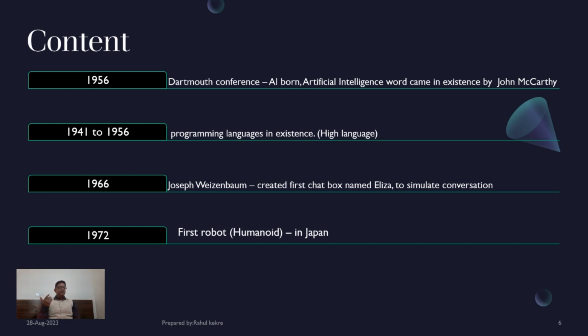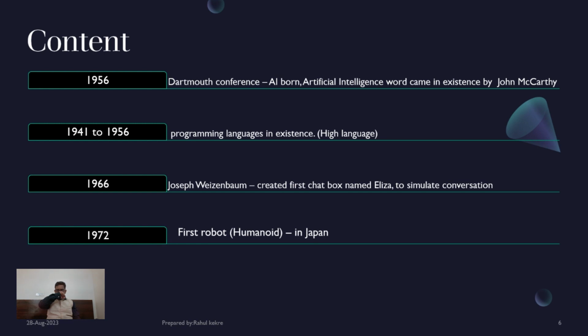But all along, right from 1941, we discussed that the first programmable computer came into existence. So from 1941 to 1956, high-level languages were also in existence. Programming was definitely going on, but we also see the research going on in the background on artificial intelligence. Then came 1966.